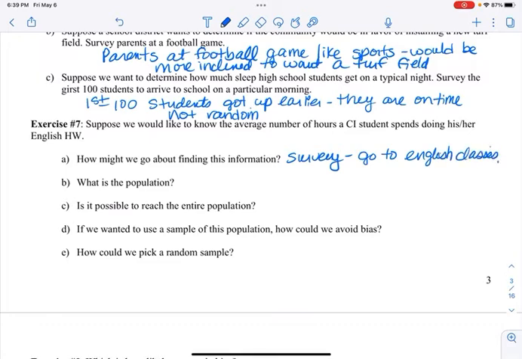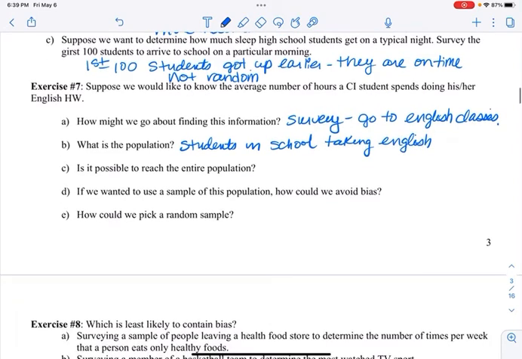Everybody in the English classes is taking English, whereas if you went to the music classes, not everybody in music is necessarily taking English. Most people take English, but not everybody. What is the population? Well, the population is the students in school taking English, which again is most people, but not necessarily all. Somebody could potentially be done with all their English classes and just taking something else that they're not done with.